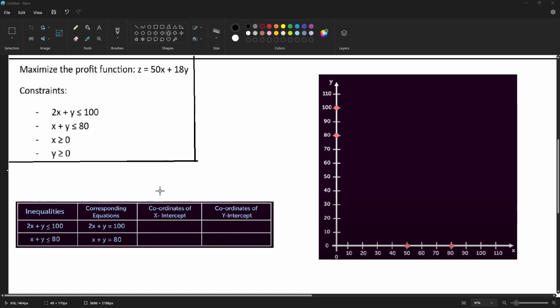So the first step is to write their inequalities and find their corresponding equations. And the next step is to find the coordinates of the x-intercept and the y-intercept of these corresponding equations. In order for us to get the x-intercept for 2x plus y equals 100, we will simply substitute y equals 0. So this will become 50 and 0.